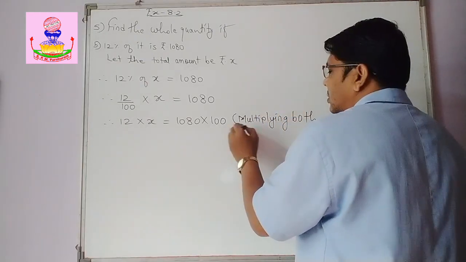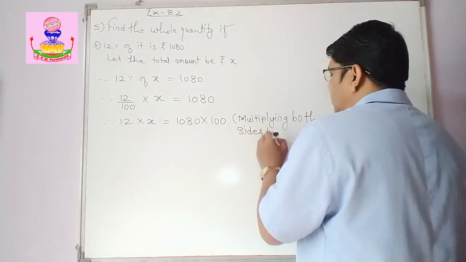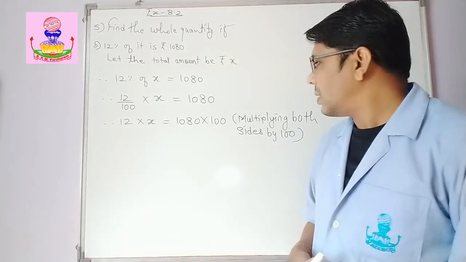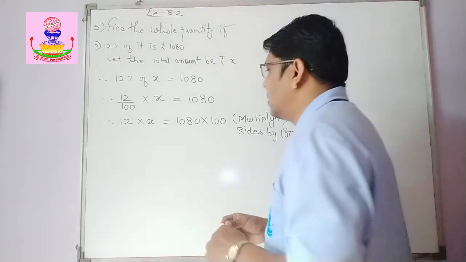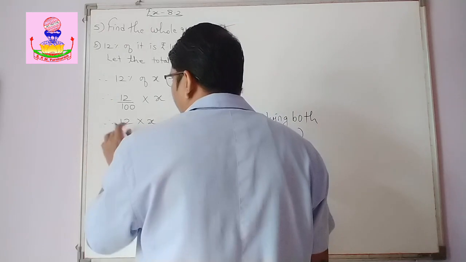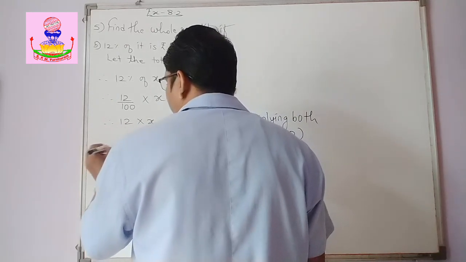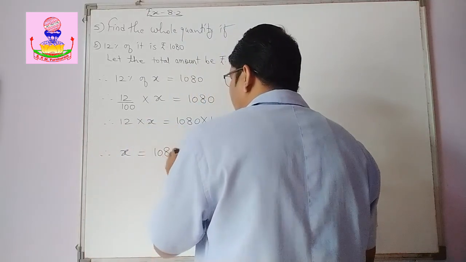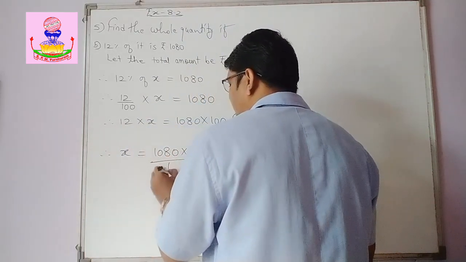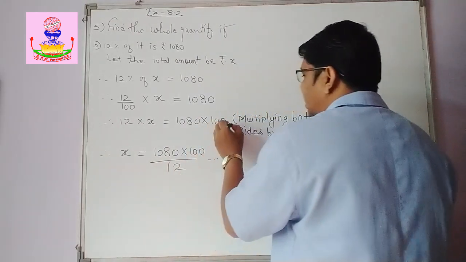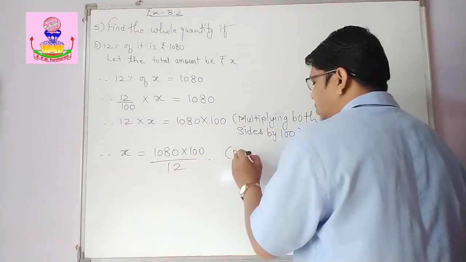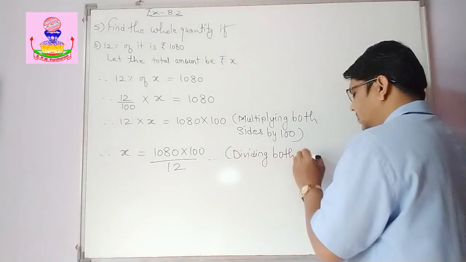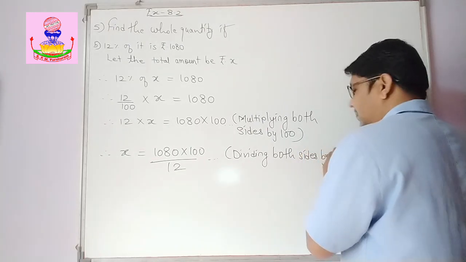Multiplying both sides by 100. Okay. Now, then what we can do? Divide both sides by 12. So x is equal to 1080 into 100 upon 12. So what you did? Dividing both sides by 12.